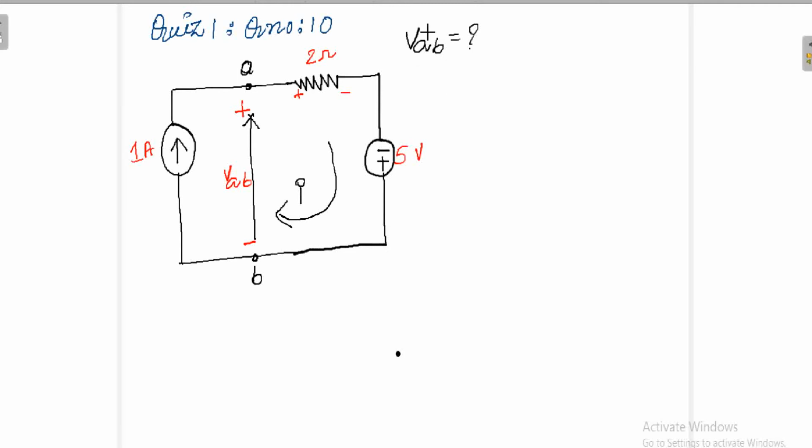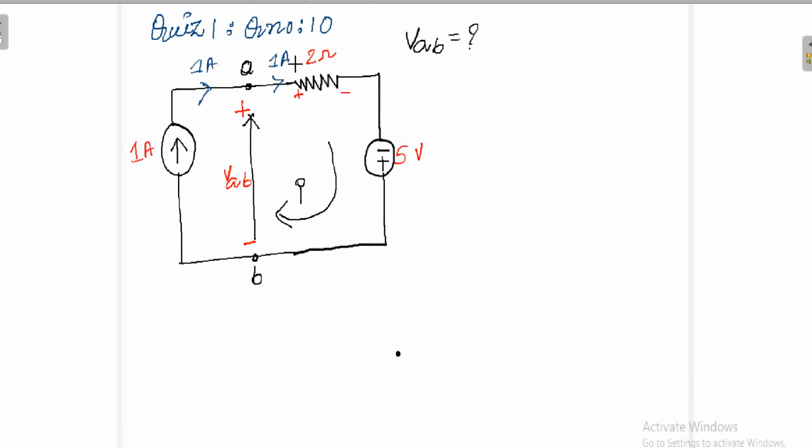So for finding VAB, here 1 amp current is flowing in the circuit. It means this 1 amp current flows, and this is the direction of current flow. The same 1 amp current flows through this 2 ohms.